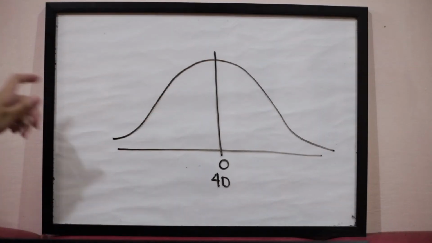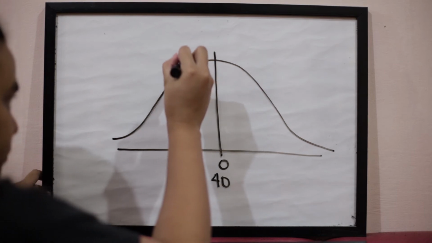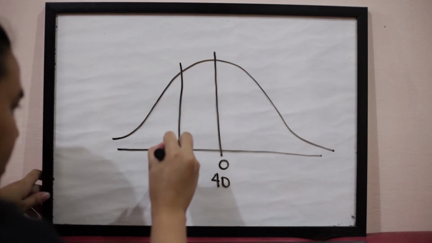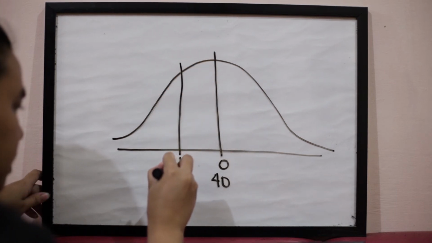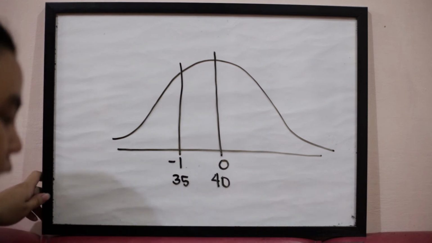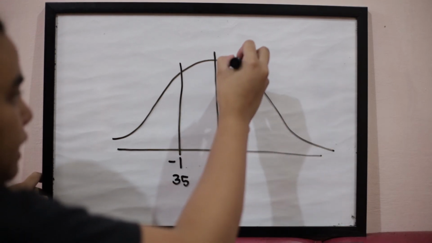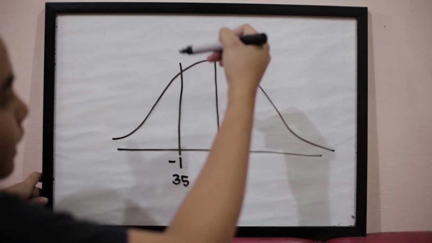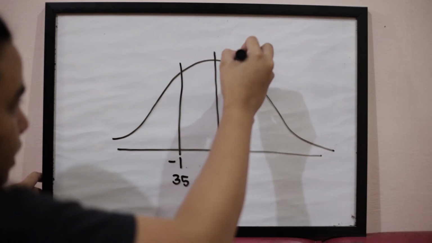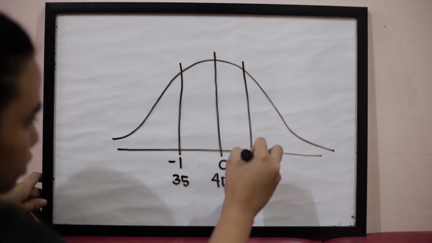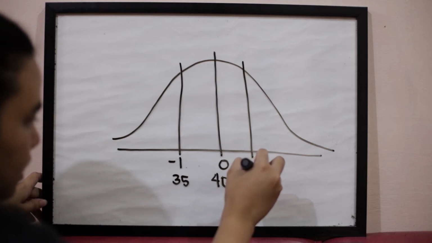So, negative 1 for 35. Let's say this is the negative 1. And then the raw score is 35. And then 1.2, since that is positive, we plot it on the right side. So 1.2, and this is 46.